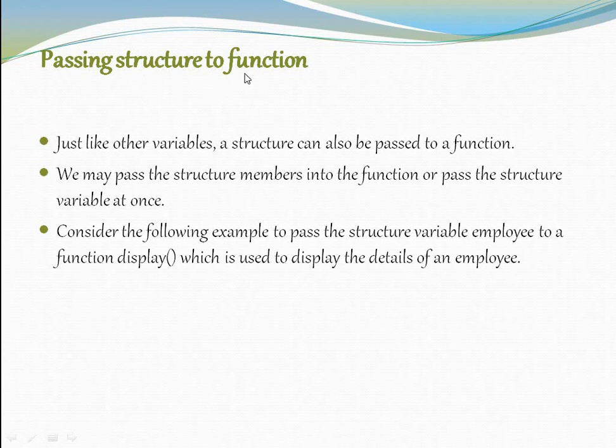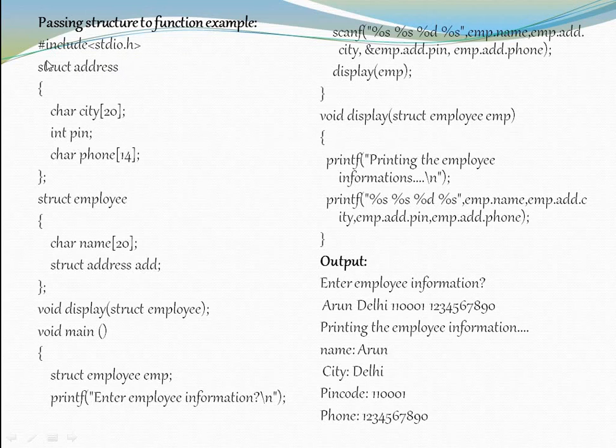Next, moving on to the concept of passing structure to function. It is possible for a structure to be passed as a parameter through functions. How is it done? We will see in this program. #include <stdio.h>, structure address. This is one structure having city, pin, phone number as members. This is another structure having name, and the variable for the other structure has been created inside it. Since we are going to pass the structure through a function, the function is declared here. Using the function we are going to print the members of the structure. That is what the function does here.